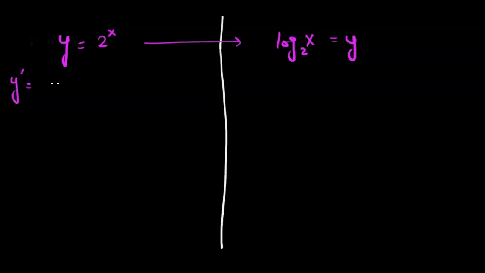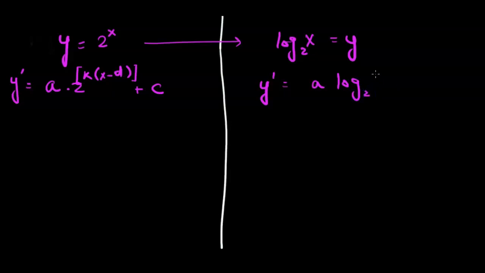So y transformed would have a in front of this whole function, 2 to the power, because x is raised as a power, so k and d would also raise to the power of it, and plus c. Here the transformed function would look like a log to the base of 2, with x going k, x minus d plus c. So whatever happens to x, the same thing happens to k and d, because x comes with the logarithm of base 2, k and d will also come with the logarithm of base 2.